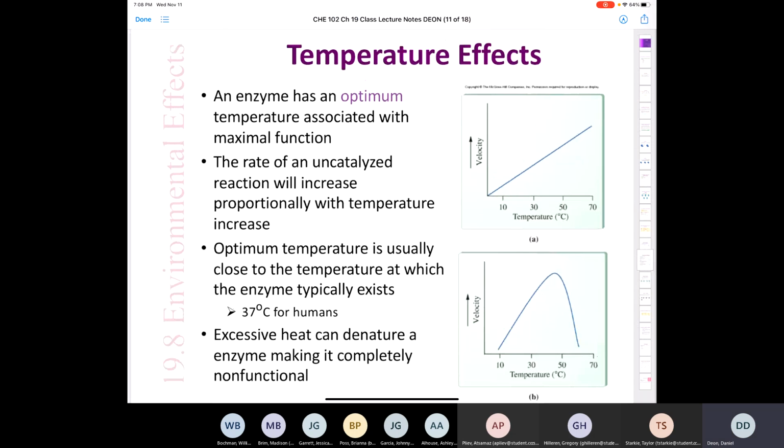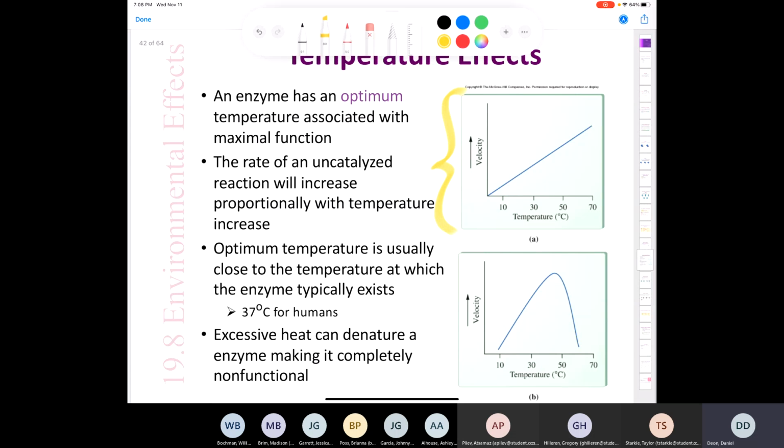Does temperature play a role in enzymatic activity? And the answer is absolutely yes. An enzyme has an optimum temperature associated with its maximal function. If you think about uncatalyzed reactions, so these are reactions that don't have anything to do with enzymes, what I told you is kind of the rule of thumb is that every time you increase a reaction by 10 degrees, you go from 10 to 20, normally you get a twofold increase in the reaction rate, so you double the rate of reaction.